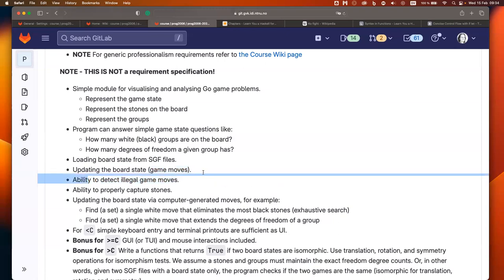ability to detect illegal moves. So the program should prevent players from playing illegal moves. So the program should allow two human players to play against each other and then do the accounting for the captures for both players and prevent a player from making an illegal move. So if a player wants to put a stone in a position which is illegal, the program should prevent that. And ability to capture stones and account for captures. That's what I said. So it is basically a program for two human players to play a Go game, right?